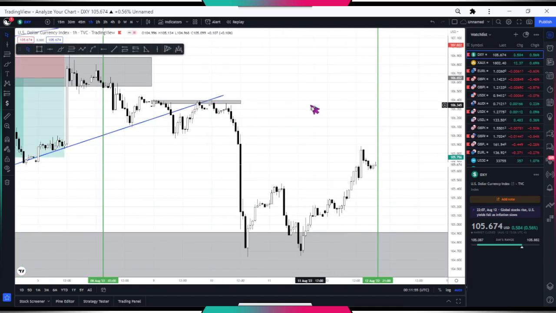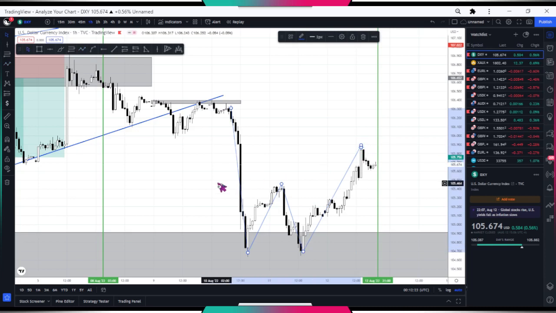and formed a W pattern. So this second leg would have been a very good candidate to take a buy. This was on Thursday, right? Yeah, on Thursday. So this would have been a very good position to take a buy order.